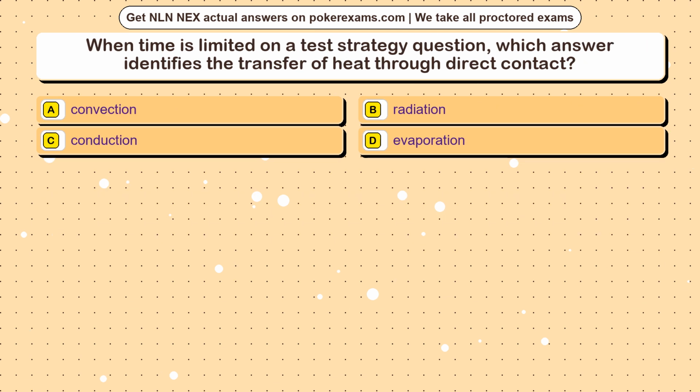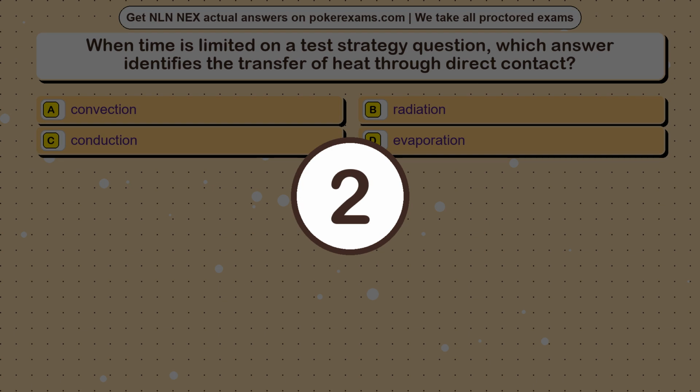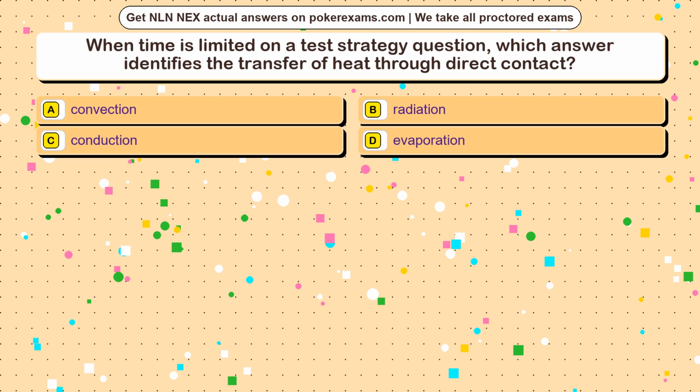Question 5. When time is limited on a test strategy question, which answer identifies the transfer of heat through direct contact? Option A, convection. Option B, radiation. Option C, conduction. Option D, evaporation. The correct answer is option.